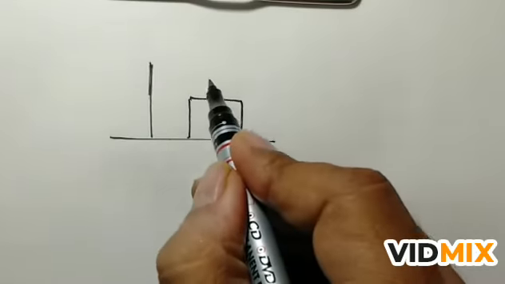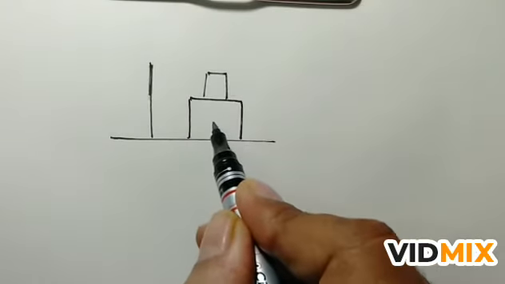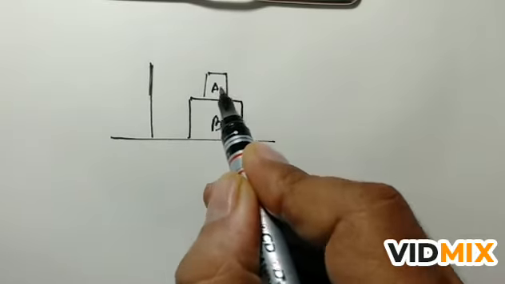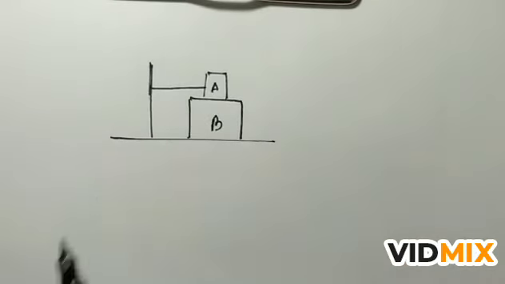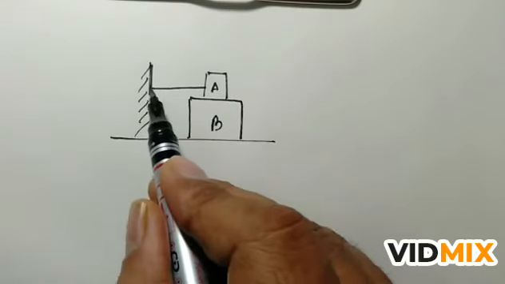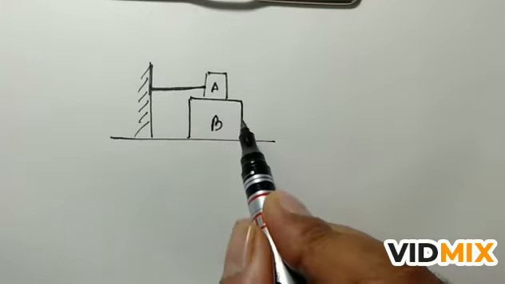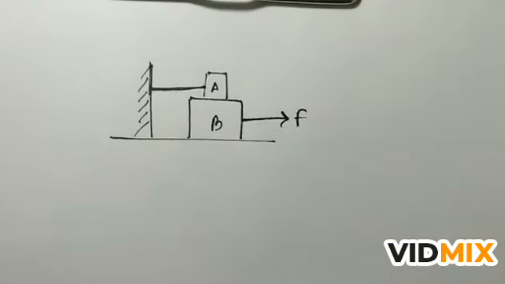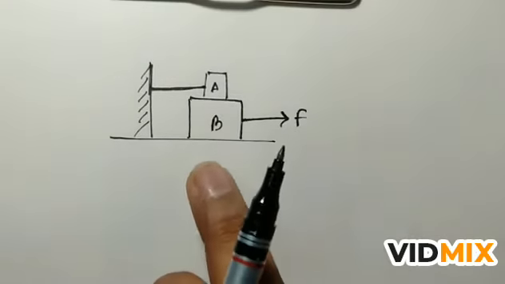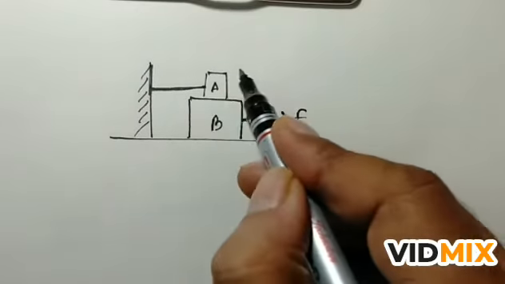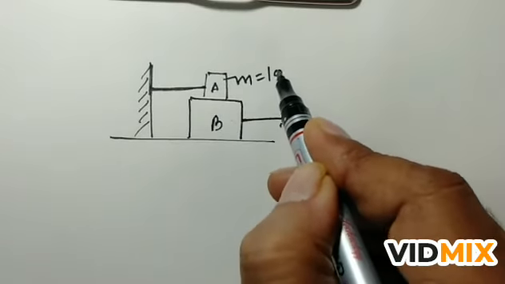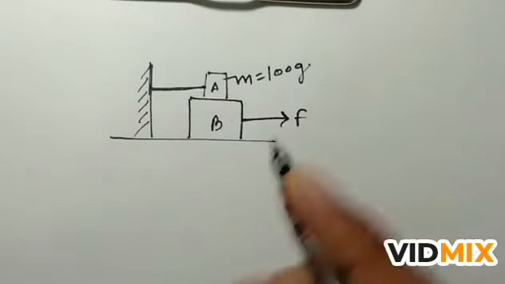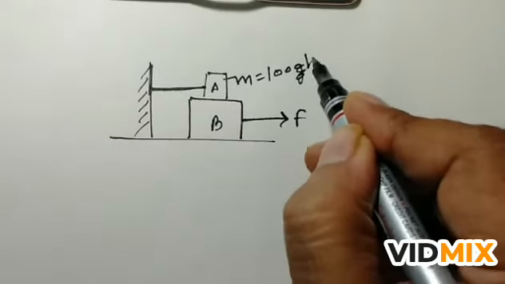In this question there are two blocks, one block is on the ground and the other block is on this block. Let the name of this block be B and this block be A. The block A is tied with a rope to the wall, and a force is applied on block B in this direction. The question is: a block A with mass M, the mass of this block is 100 kilogram.